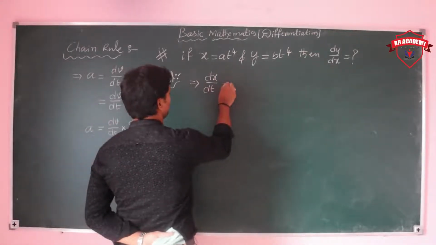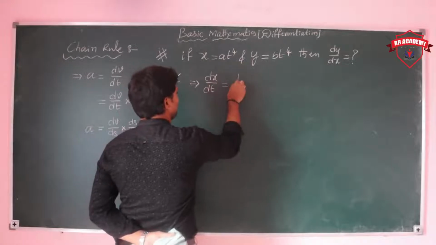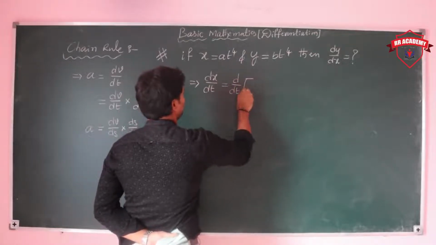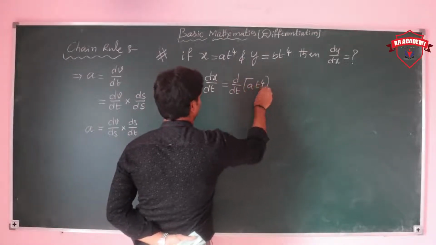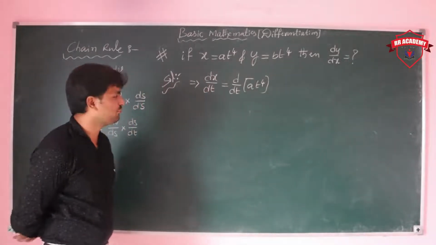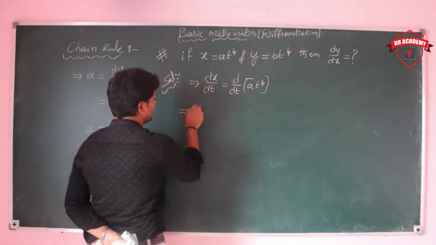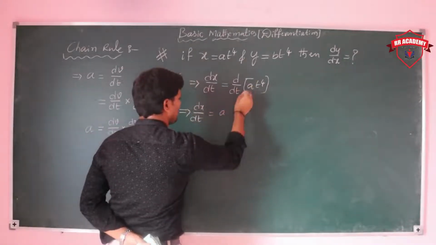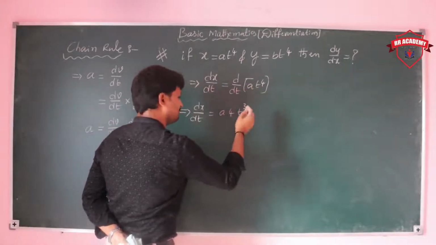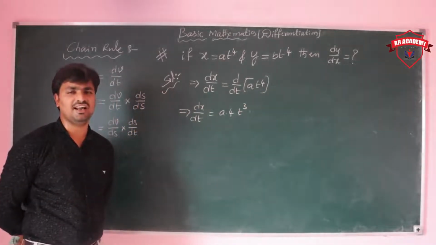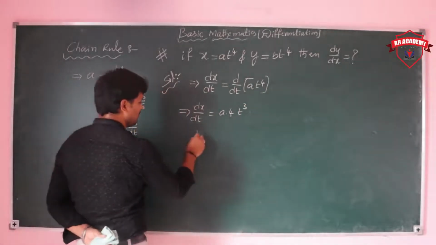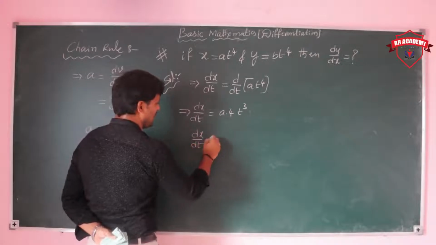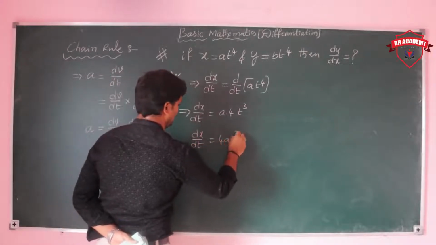The differentiation of x with respect to time means we write d by dt of a t power 4. How much are you getting? dx by dt is equal to a constant and 4t cube. So dx by dt is 4a t cube.